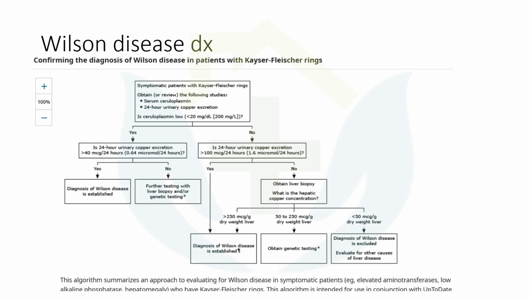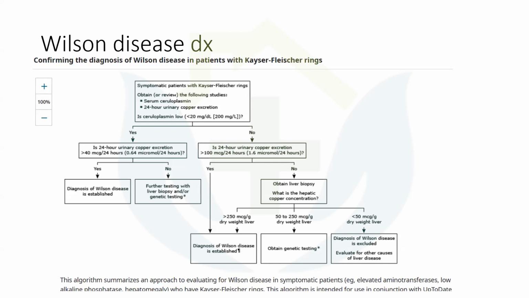So next is, if the ceruloplasmin is not very low, but the urinary concentration is very high, greater than 100 micrograms per 24 hours, then the diagnosis is also confirmed. But if the urinary concentration is at an intermediate level, in those cases we have to go for the liver biopsy. On liver biopsy, when the dry weight is more than 250 micrograms per gram, then it also confirms. In other cases we have to go for genetic testing. Mostly we have to go for the genetic testing.